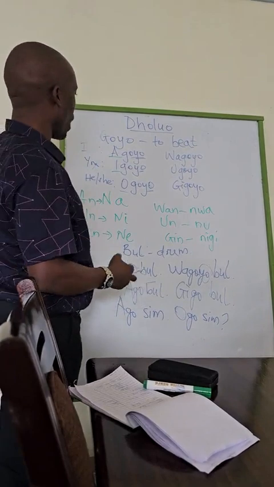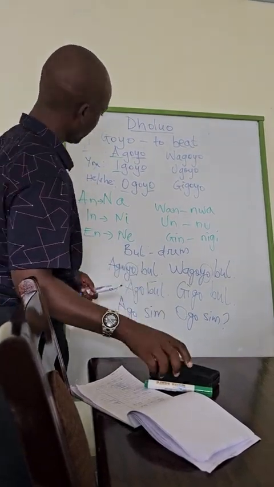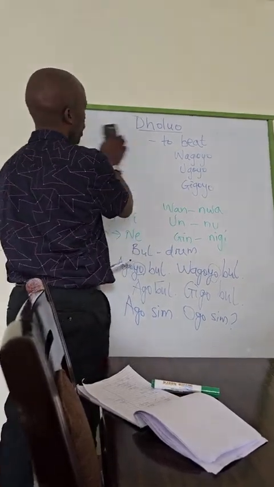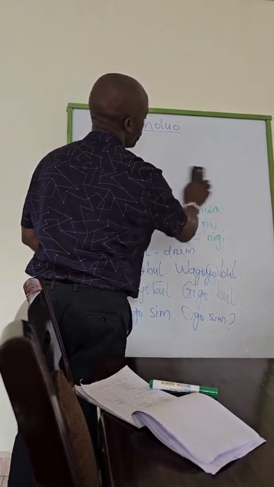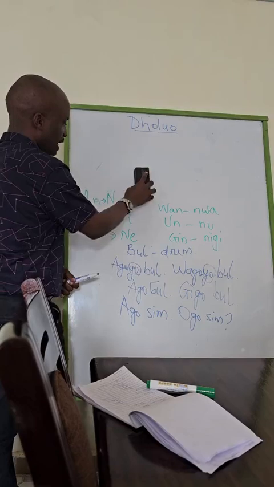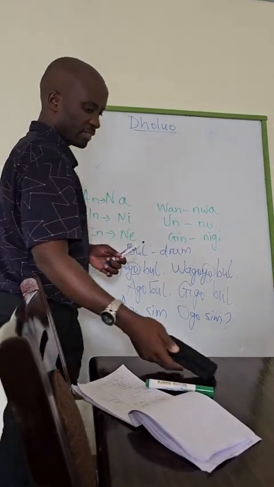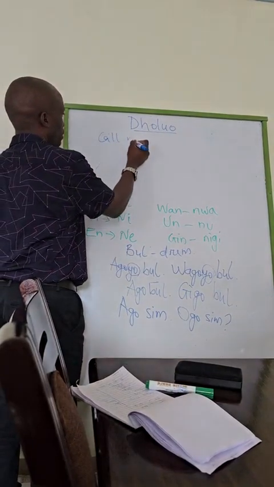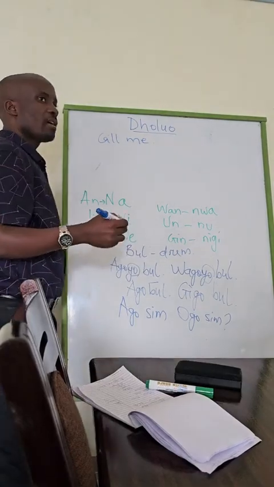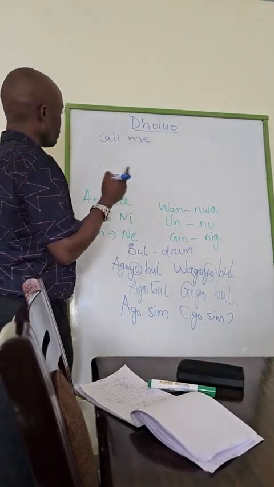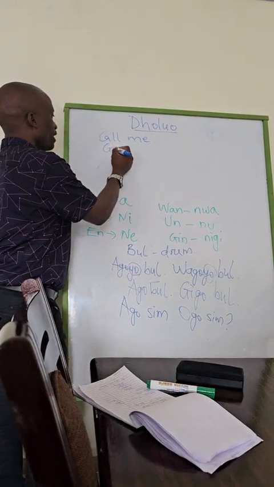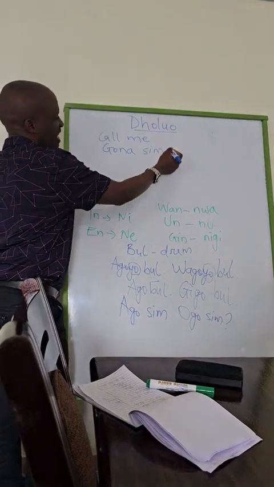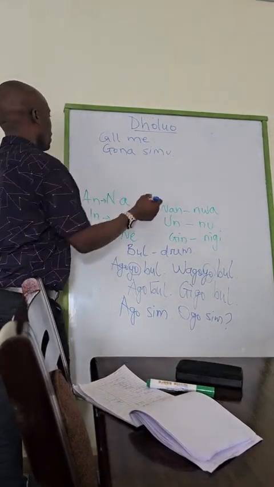Now, let's go back to where we started. This na, ne, ni, no. We have conjugated goyo, and we have said now you can, instead of saying goyo, shorten it by saying just go, right? So, if you want to say call me, you say gona sim. Can be sim, whatever. Gona sim.